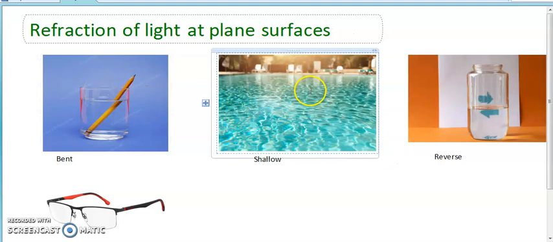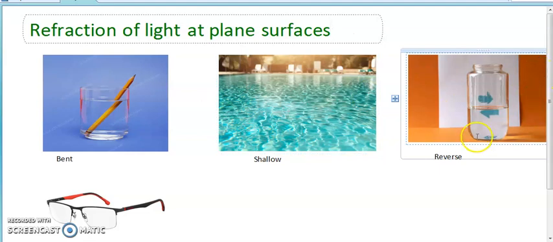Let me verify. And then, in the second example also, you are observing a swimming pool. So, what is it that you are observing in this example? That swimming pool is shallow. And in the third example, what are you observing? The arrow mark which you are observing exactly on the paper, if you observe from the other end of the glass, which is filled with water, will appear in reverse direction. So, what is the reason for it?